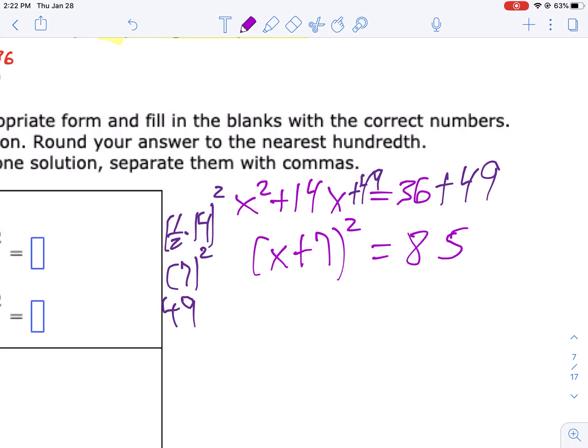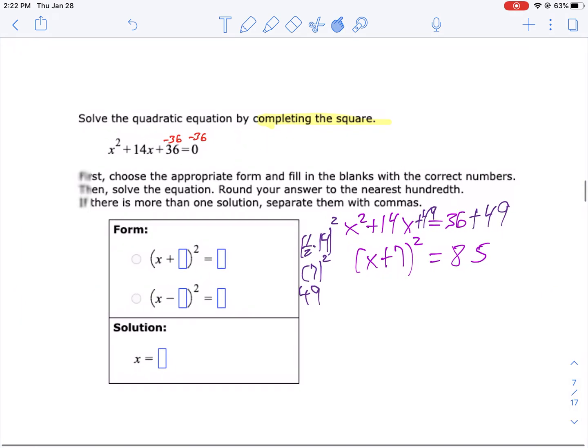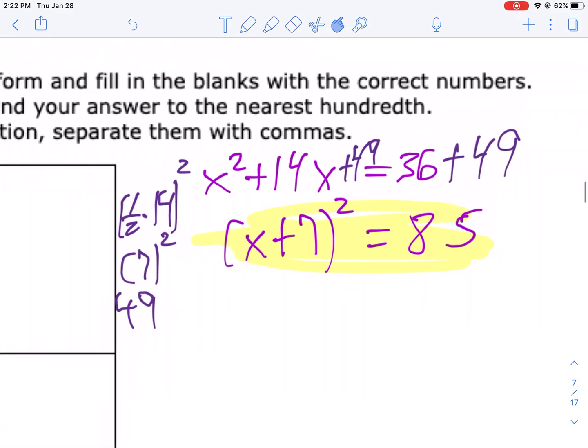So now we're going to pick our first one here, and we're going to say x plus 7, the quantity, I was trying to highlight that for you. So x plus 7, the quantity squared, equals 85. That's what you should type in the first one. Now we're going to continue to solve this by completing the square.